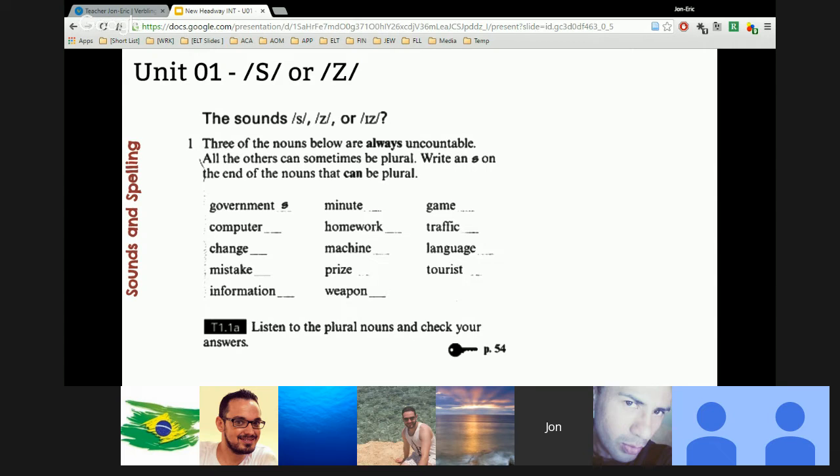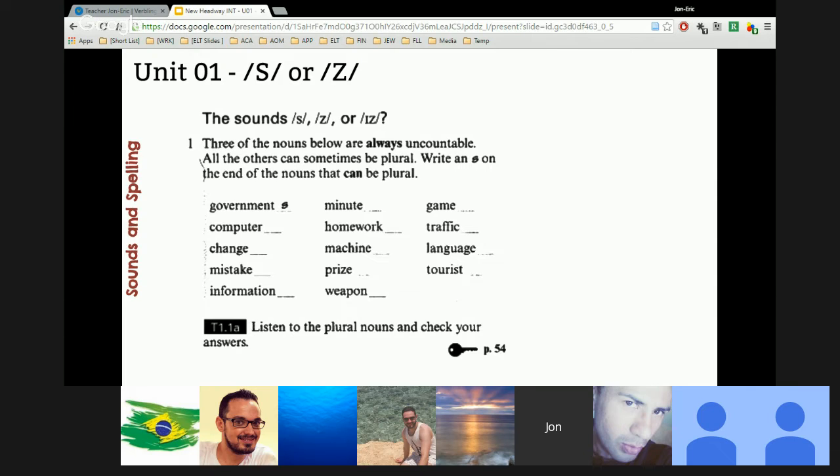And that's it. We've got a few other words there: prize, weapon, game, traffic, language, and tourist. I'm just going to ask you which ending you would say with these remaining words. Machine, which ending? S, Z, or IZ? Machines. There's no "cha" sound. Machines. And Z. It's a Z. A Z is correct.